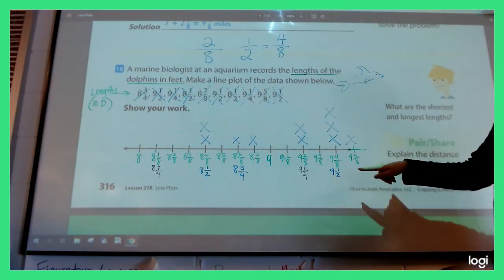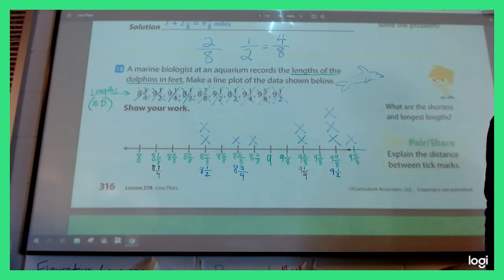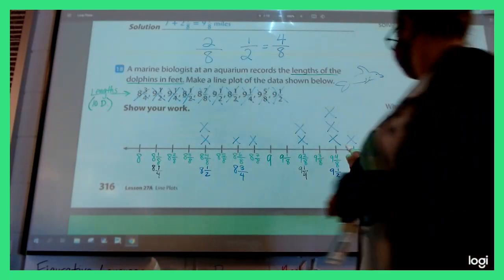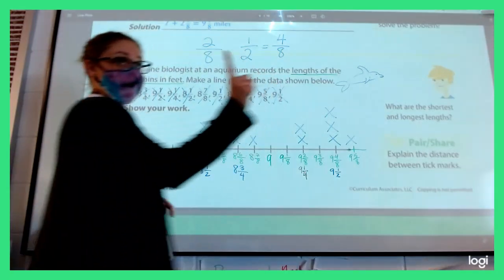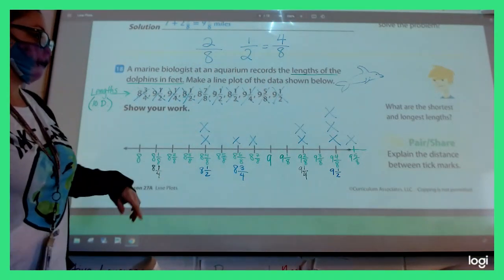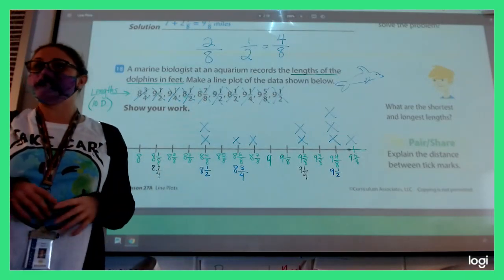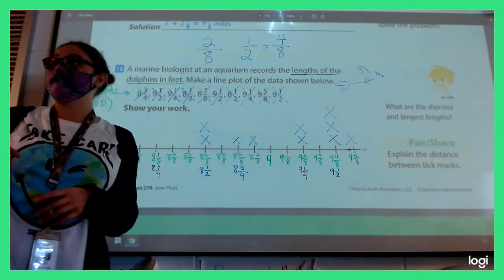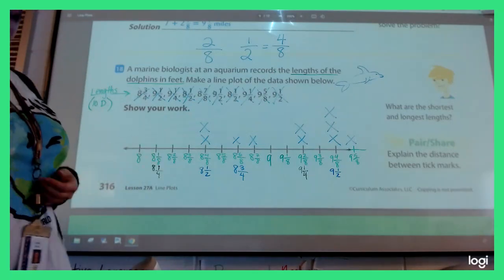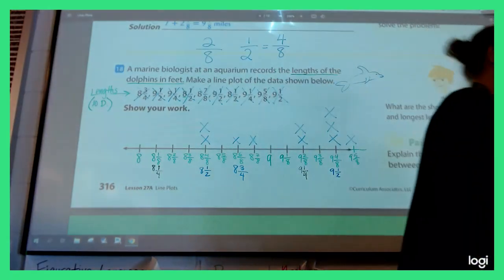So I am noticing, wow, 3 of the dolphins that they measured are exactly the same length. And I can also see which of the dolphins they measured. Like this one, 9 5/8, there's only 1 dolphin that length. The 8 1/2 dolphins, there's 2. So this type of graph or chart is very, very helpful to see really quickly how many were the same height or length or whatever you're measuring. That is the point of a line plot.